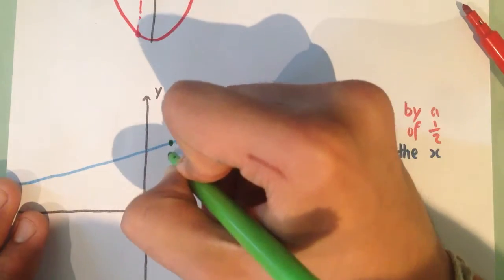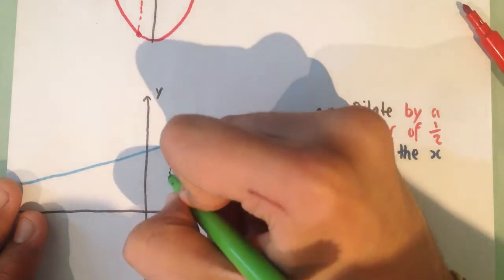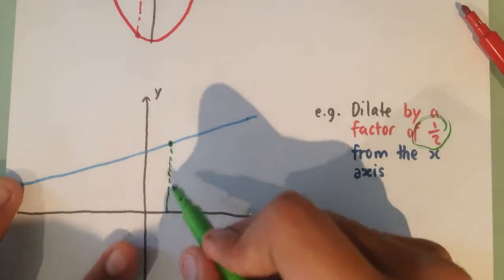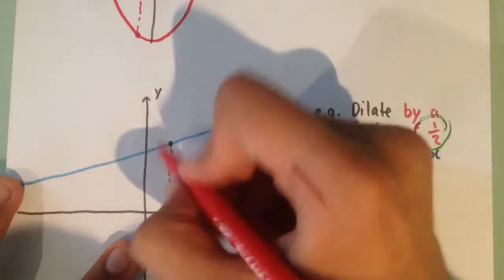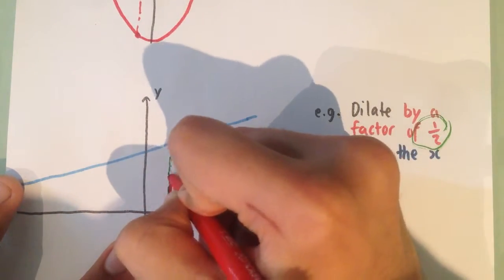So if we think of, once again, if we take any point, we see what's the distance between that point and the x-axis. Well, it's this green line here. The factor is a half. That means we need to halve that distance. So the new distance is going to be that red line there. So the point is going to go here.